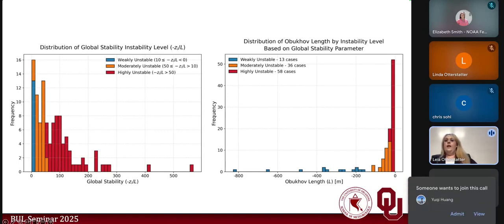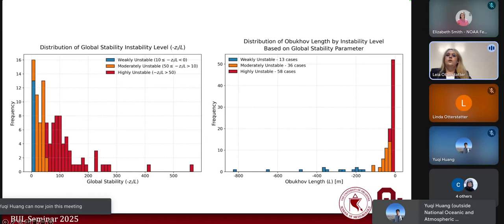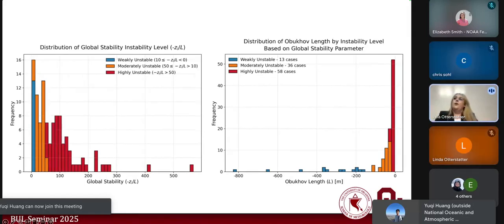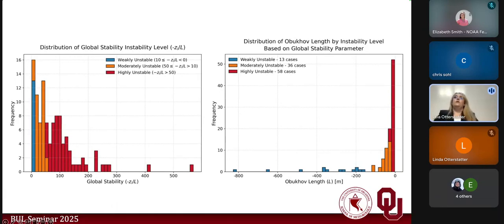structure. So weakly unstable, there's increasing shear relative to buoyancy, and you will get convective rolls. And as you increase instability, you will see more cellular convection. So there are different types of instabilities or cases that we're looking at. So you can see the distribution there, and then looking at the Obukhov length, you can see that for highly unstable, we have 58 cases. Moderate, there's 36. And weakly, there's 13 cases. So again, that equals 107 cases there.